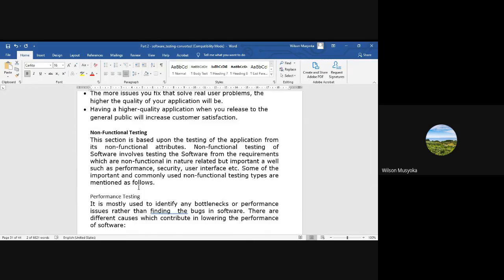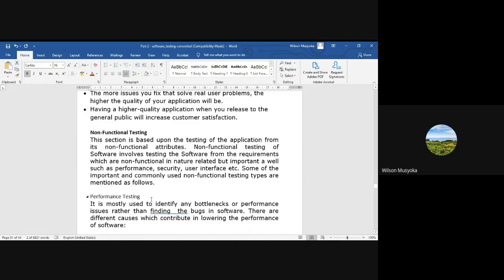Then we come to non-functional testing. And here, during non-functional testing, we are trying to check the software from the requirements in terms of performance, security, and the user interface. So non-functional requirements are those requirements which, even if they were not there, the system will still be able to work. So that is where we are looking at things such as performance of the system, security of the system, and the user interface. Is it appealing? Is it attractive to the user?